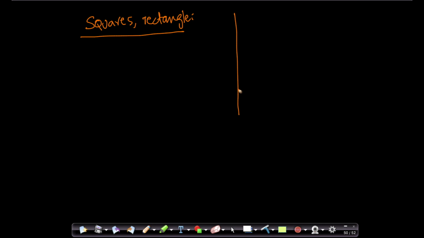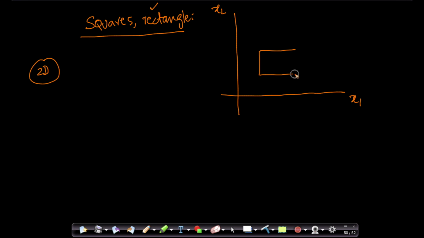So let's assume I have a two-dimensional space. Of course, we'll show everything in 2D and extend it to high-dimensional spaces, right? So let's look at a rectangle. Let's assume I have two axes, x1 and x2, and I draw a rectangle here. The first thing you should notice is that the sides of this rectangle are parallel to your x1 and x2 axis. Such a rectangle is called an axis parallel rectangle.